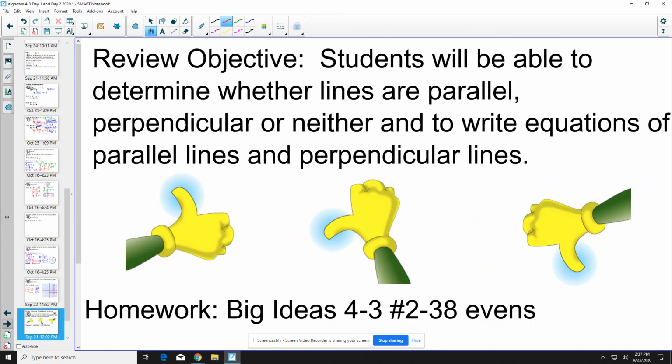Okay, so how do you feel today about writing equations of parallel and perpendicular lines? Okay, your assignment today is in Big Ideas. Go to 4-3. Have a good day, everybody.